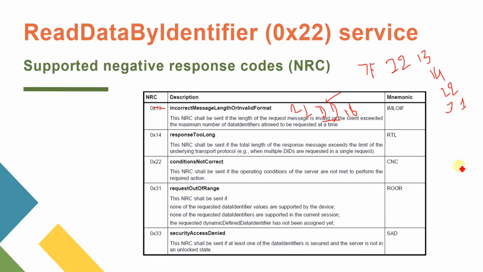For that, security access will be there. If you are not able to unlock it, then you will receive 33, which says you don't have access, so security access is denied. This is what it will tell. That's it for service 22.